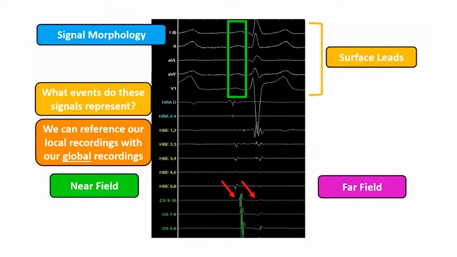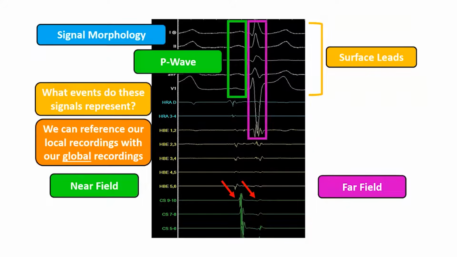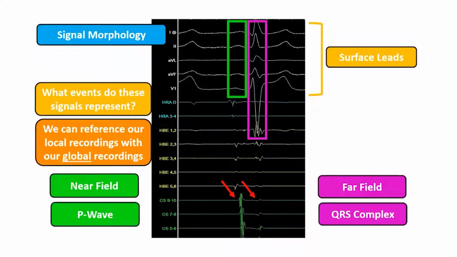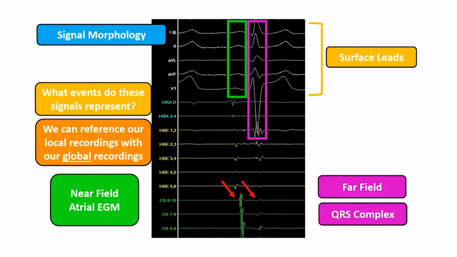Looking closer, we see that those first signals coincide with a P wave. And we can see that the second signal coincides with a QRS complex. Putting it all together, we may now describe these signals as such. The signal on the left represents a near-field atrial electrogram, while the signals on the right represent a far-field ventricular electrogram. This is the verbiage we use in the EP lab, and it's important that you get familiar with this.